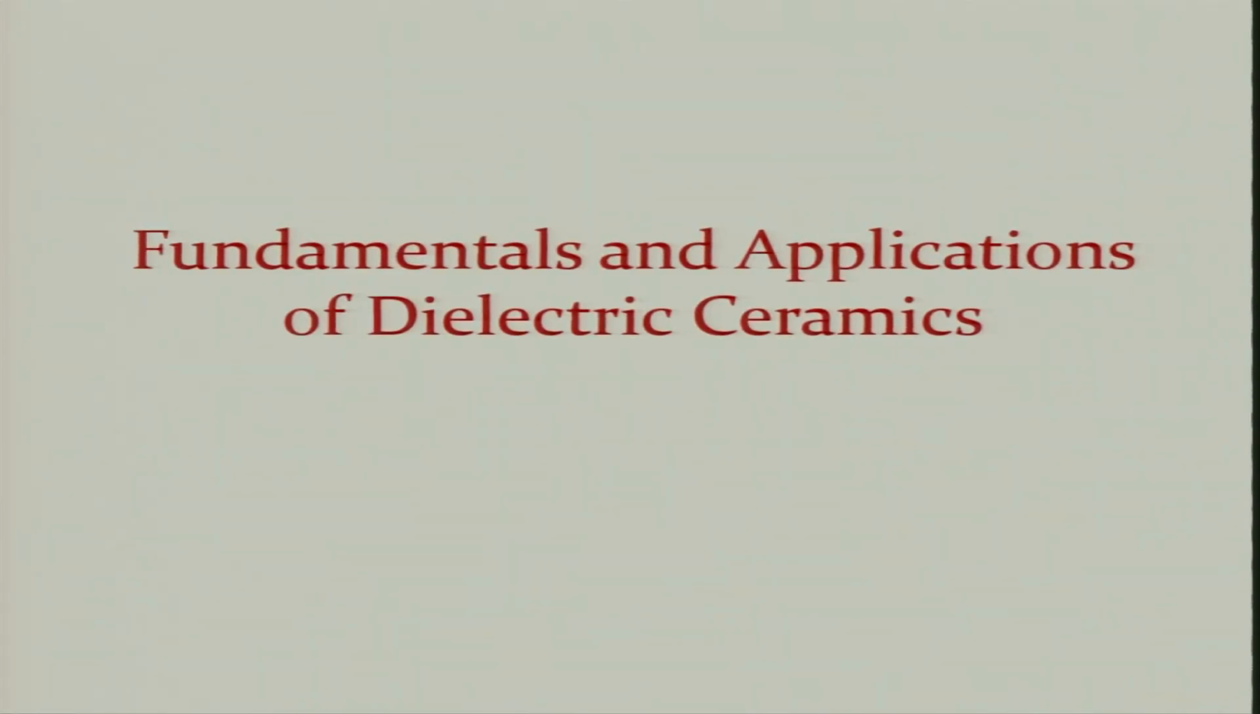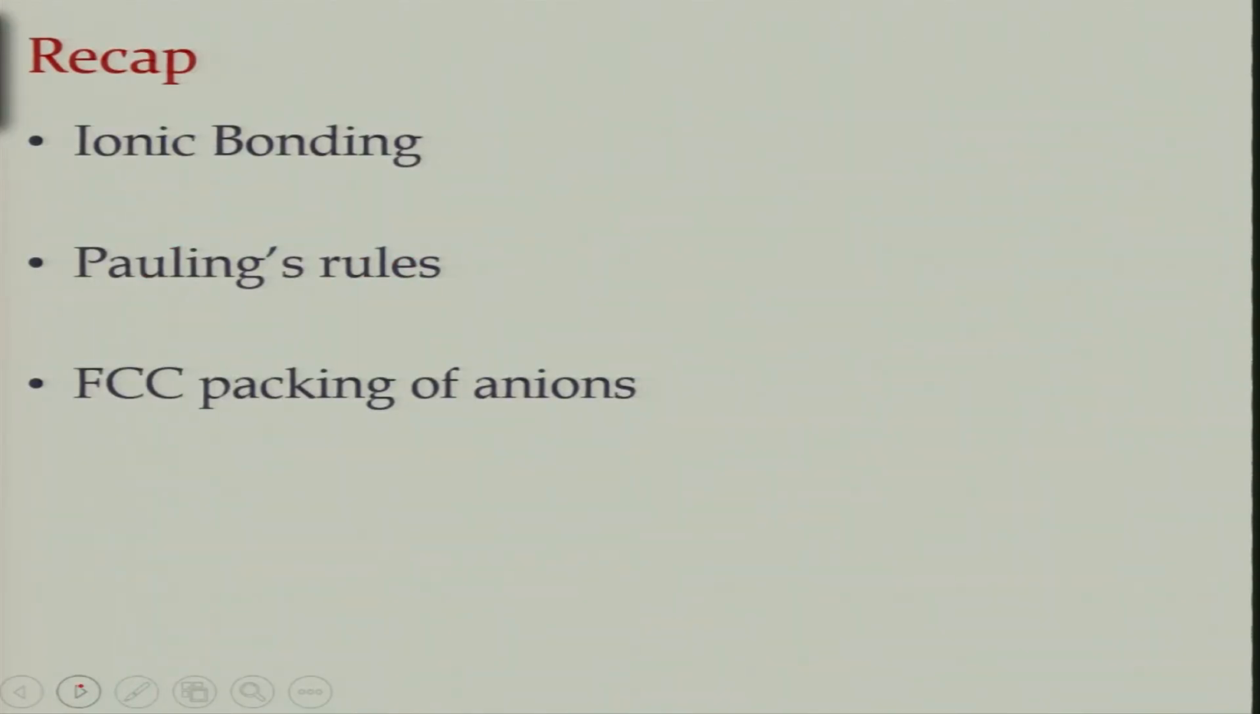So, let us just recap the previous lecture. In the previous lecture we started our discussion on ionically bonded solids. We talked about the energetics of ionic bonding, and then we looked at Pauling's rules, which are basically guidelines to facilitate the formation of structures which are primarily based on radius ratio and keeping the electrostatic repulsion minimum.